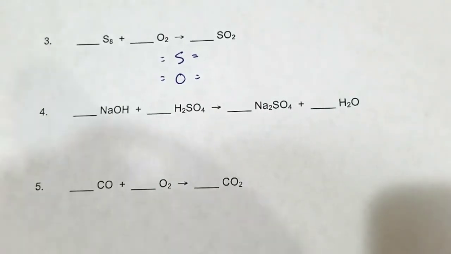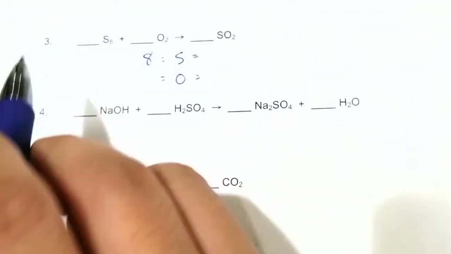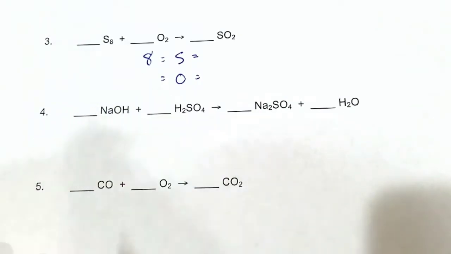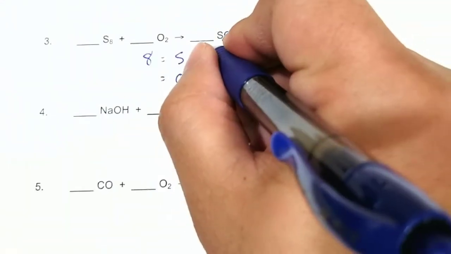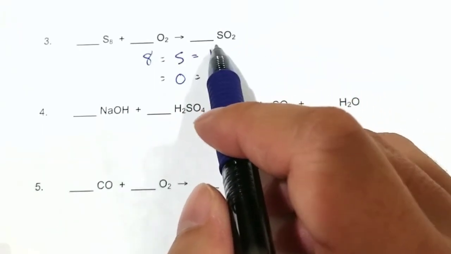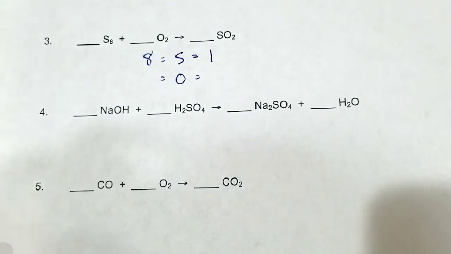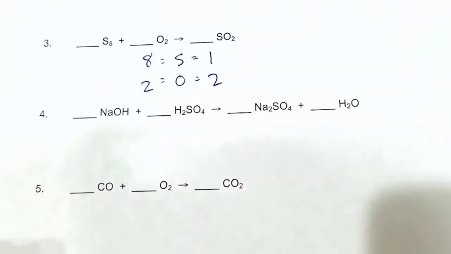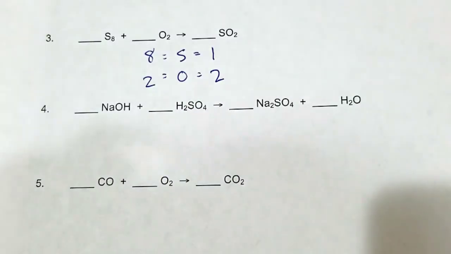Okay, on the left side we have 8S. Notice it says S with a subscript of 8. That means there's 8 of it. On the right side, there's only one S. This 2 belongs to the oxygen, not to the S. So there's only one S. Over here on the left side, we have 2 O, and on the right side, we also have 2 O. Well, the oxygen is balanced. Cool. Now all we have to do is change the S.